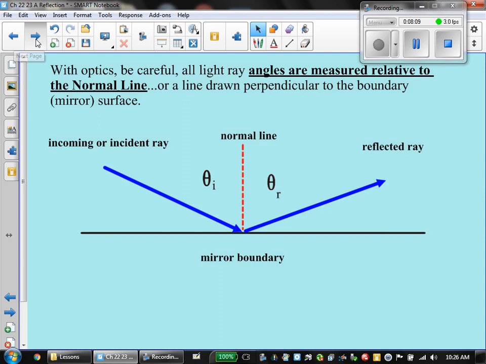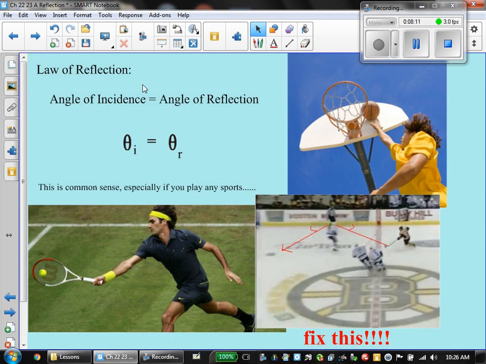If you play any sports, you know this. By the way, this is called the law of reflection: angle of incidence equals the angle of reflection. If you play tennis, you manipulate your racket to reflect the ball at a certain angle. When you shoot a basket, you bounce off the backboard. You kind of intuitively get that.